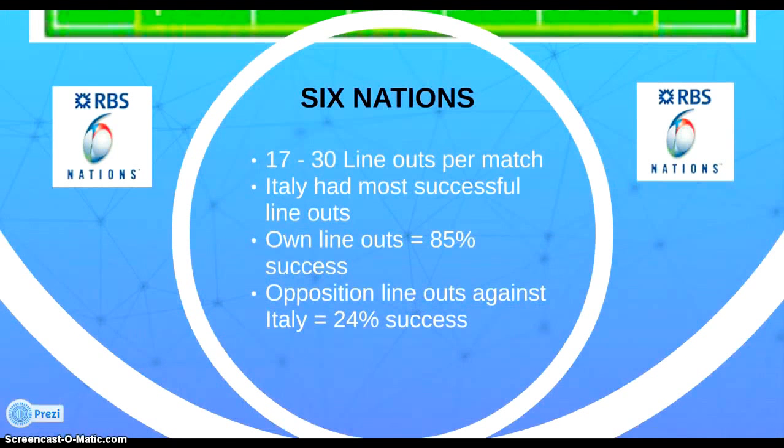From analysis in the 2012 Six Nations, it was seen that there was a minimum of 17 line-outs per match and a maximum of 30. This matches the statistics from the Exeter match. It was seen that Italy had the most success in their line-out performances. Italy scored most highly in their own throws and opposition throws, most notably in their opposition throws, where they won twice as many steals as their opponents.